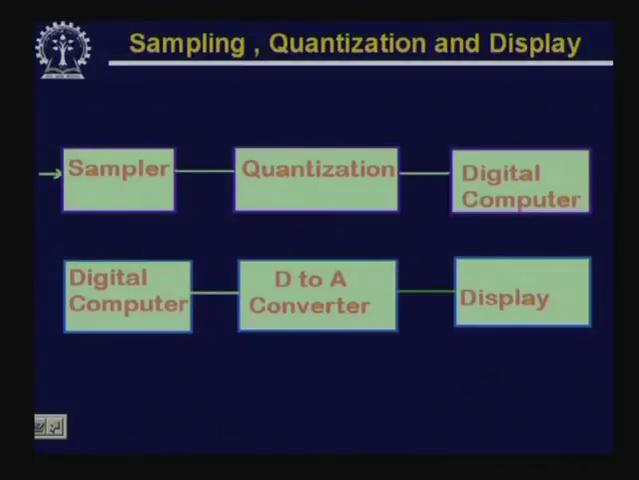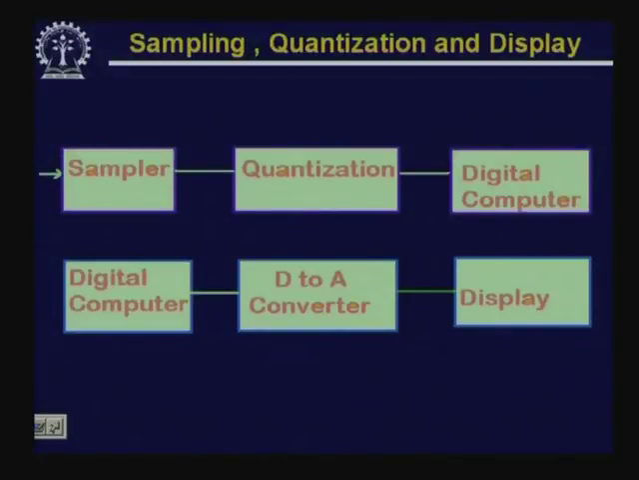While digitizing, first we have to sample the image by a unit which is known as a sampler. Then every sample value we have to digitize, a process known as quantization, and after quantization we get a digital image which is processed by the digital computer. And when we want to see how the image looks after the processing is complete, it is the digital computer which gives the digital output. This digital output goes to a D2A converter, and finally, the digital to analog converter output is fed to the display, and on the display we can see how the processed image looks.